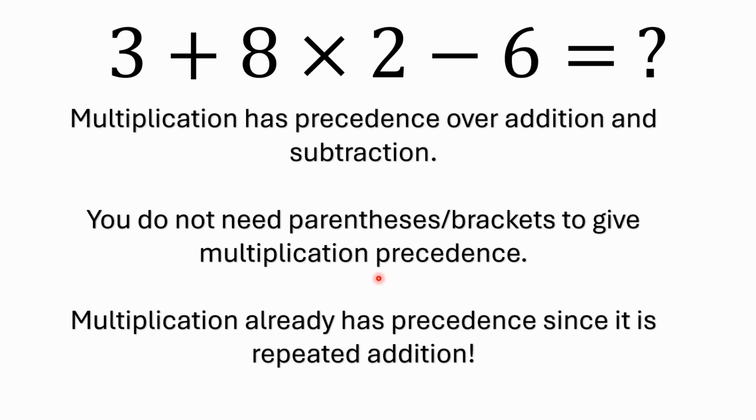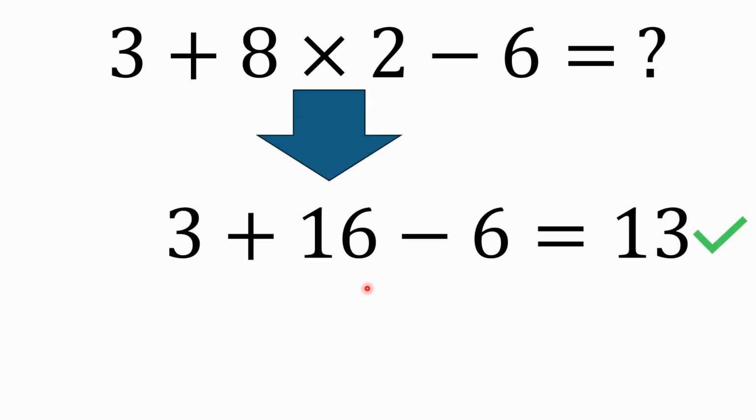You might have been taught to go ahead and put brackets or parentheses around the multiplication, but it doesn't give multiplication any higher priority by doing that. Remember, multiplication already has precedence since it's repeated addition. That's really what multiplication is. It is repeated addition, meaning it's just a shorthand way of writing a lot of addition. So you do need to solve that first. So remembering that, you actually solve the 8 times 2 first because multiplication has precedence over addition and subtraction.